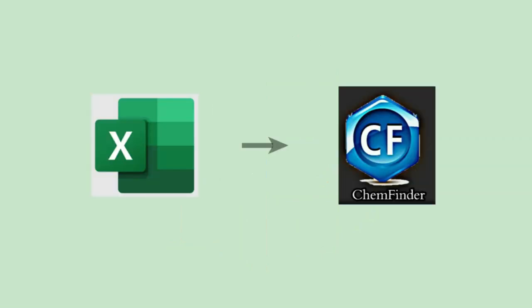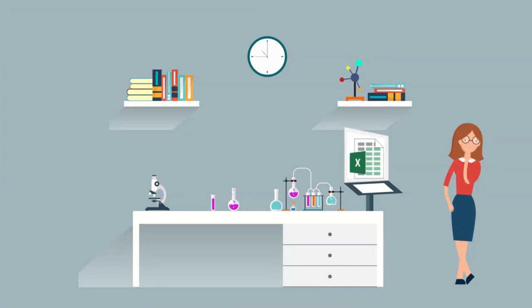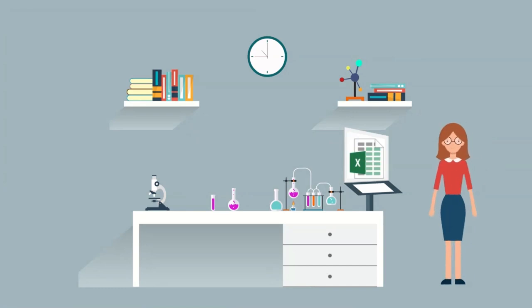Let's start with the first section of this tutorial on creating a database of chemical substances from Excel to ChemFinder. So, let's get started with step number 1. First, you will need to download the ChemFinder software. This program is available with your ChemDraw subscription. If you haven't already installed it, follow the link in the comments of this video to do so.